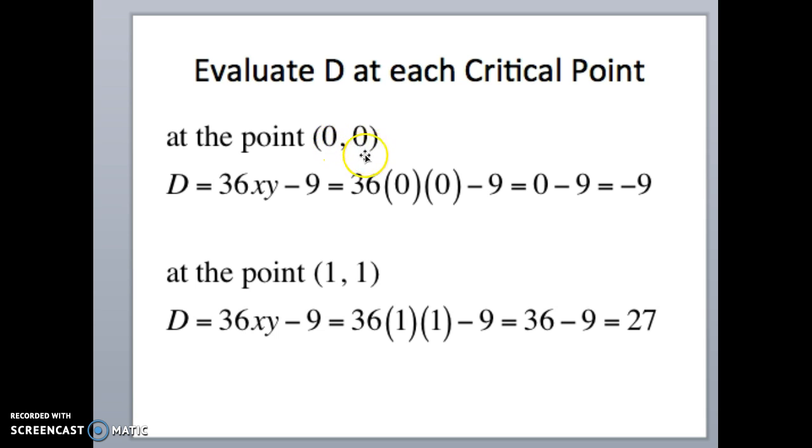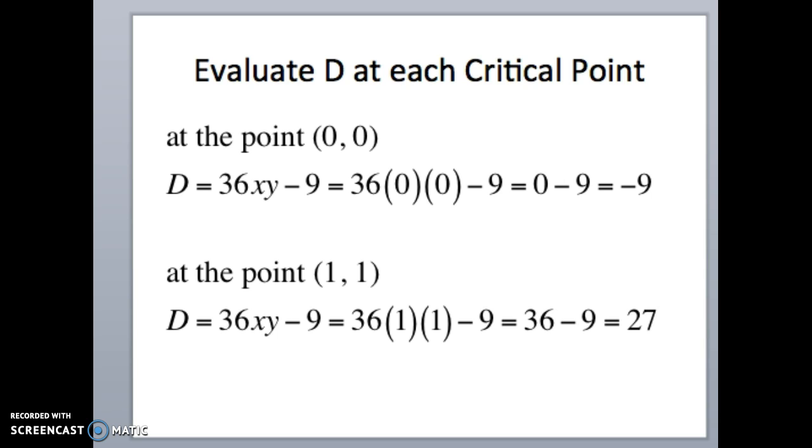So at the point 0, 0, what do we have? D is 36xy minus 9. 36 times 0 times 0 minus 9. 0 minus 9 is negative 9. At the point 1, 1, what do we have? Again, 36xy minus 9. 36 times 1 minus 9. 36 minus 9 is 27. So at the point 0, 0, D is negative. At the point 1, 1, D is positive.